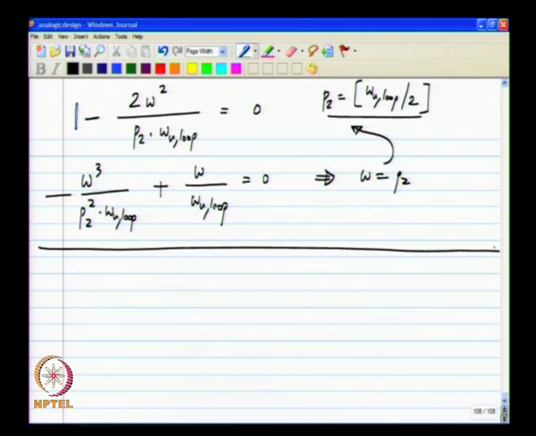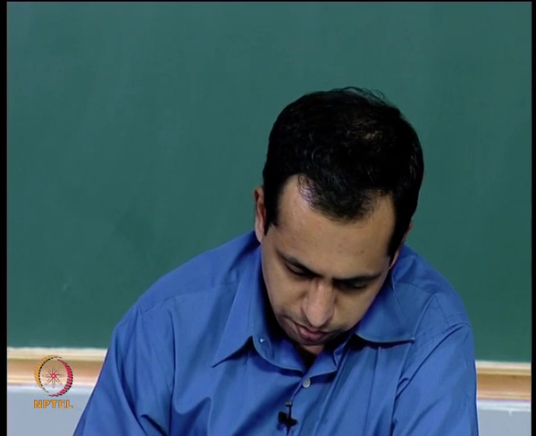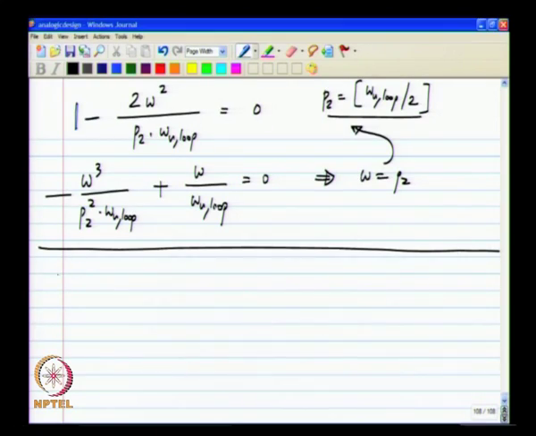Just to summarize, what we have done is we have evaluated the closed form transfer function and we have found out the condition under which this becomes infinity. It becomes infinity when the denominator becomes 0, and we have evaluated some s equals j omega for which this can happen.